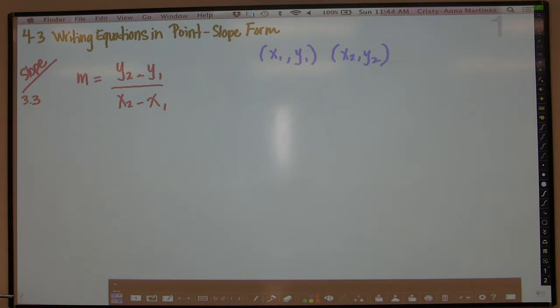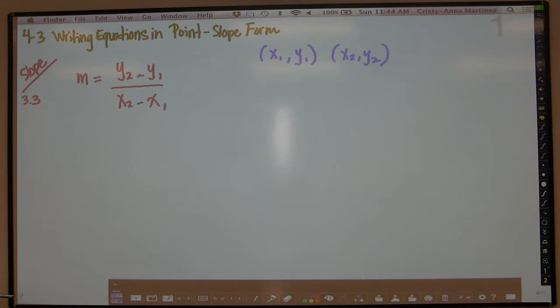In 4.2, we learned how to write equations in slope-intercept form. In my opinion, sometimes these lessons are presented backwards, but I do want to backtrack a little bit now that we have come to the point where we can explain point-slope. I want to go back to 3.3. You'll notice on the board it says slope.